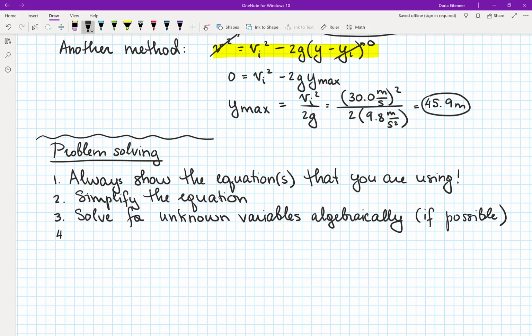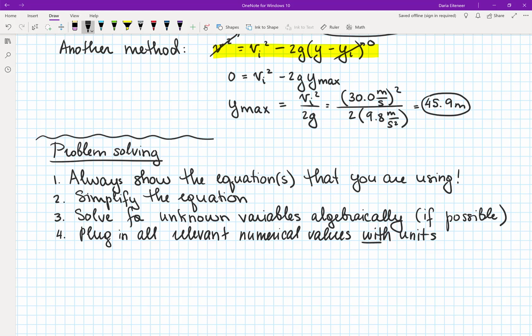Number 4, plug in all relevant numerical values with units. Okay, see how I did that?